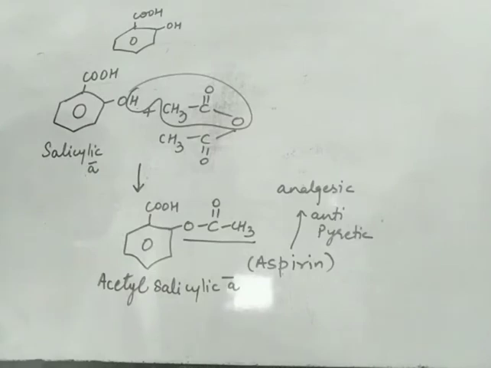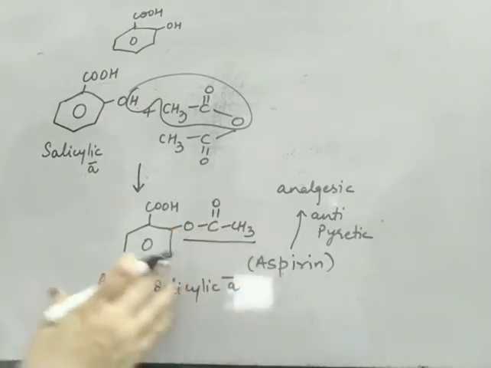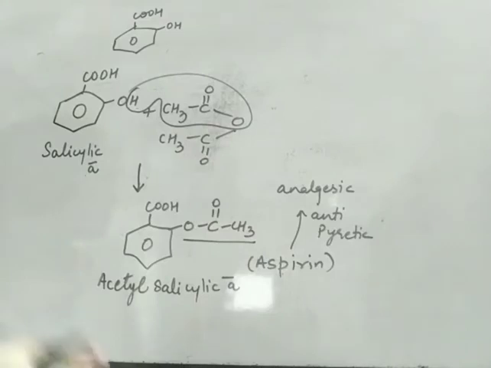You must have heard the name of aspirin. It is an antipyretic analgesic drug, a painkiller. As a painkiller we use it. So this is how aspirin is synthesized using salicylic acid. This is again one example of the acetylation of phenol reaction.